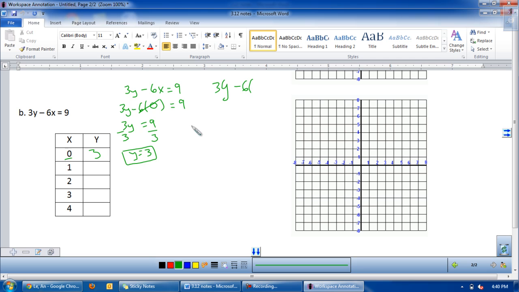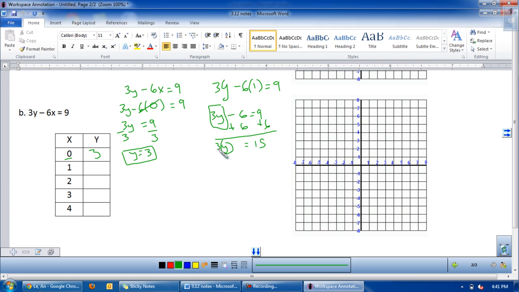Now we're going to do 3y minus 6 times 1 equals 9. 3y minus 6 equals 9. Okay, box the term with the variable. We're going to undo the minus 6 by adding 6 to both sides. Bring down 3y equals 15.